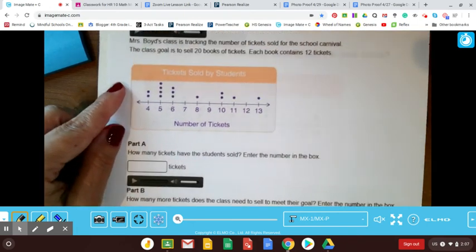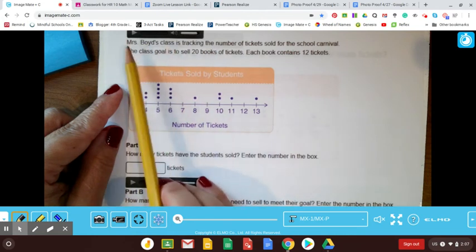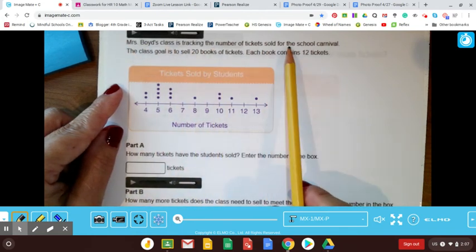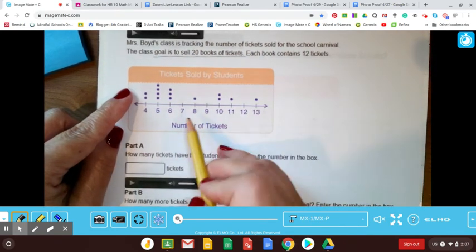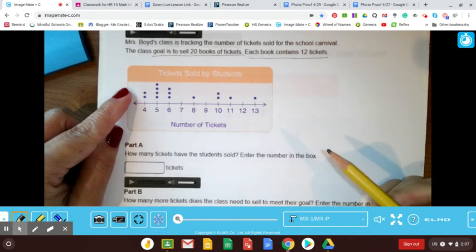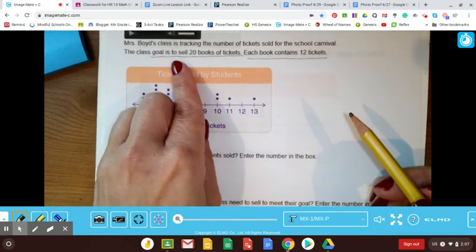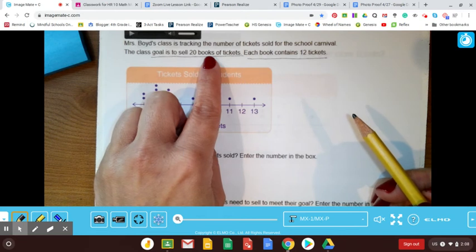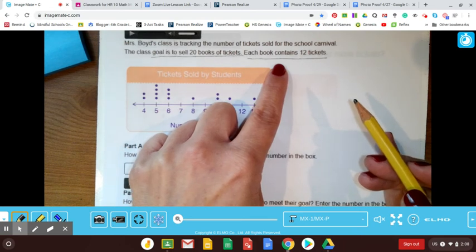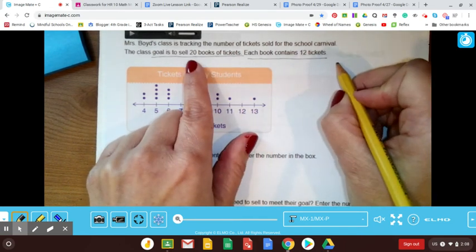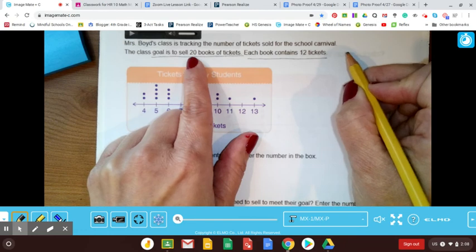For question number 6, we're talking about tickets sold by students. It says, Mrs. Boyd's class is tracking the number of tickets sold for the school carnival. The class goal is to sell 20 books of tickets. Each book contains 12 tickets. So I'm reading that, I'm thinking, I don't even know if they're going to ask this question, but if their goal is to sell 20 books of tickets and each book has 12 tickets in it, well, how many tickets is their actual goal? So I know that I can multiply 12 times 20 to find their goal in the amount of tickets instead of books.